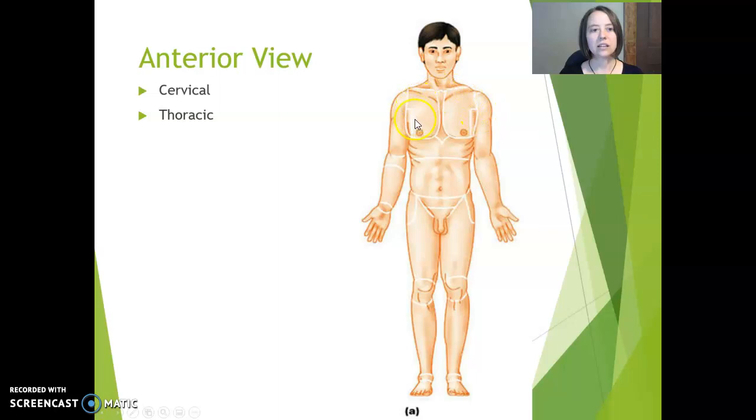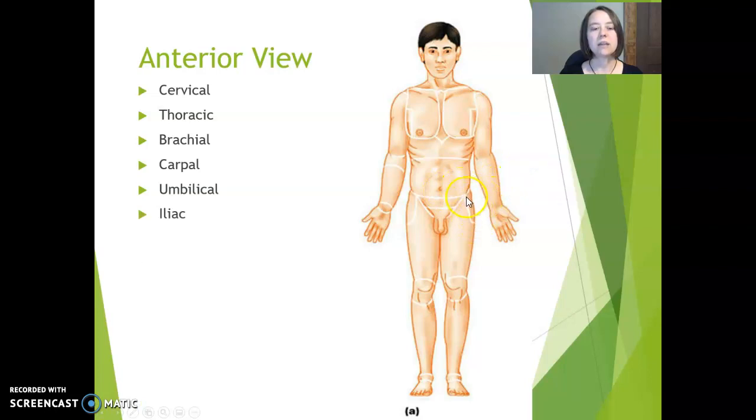Next is thoracic. Label thoracic in the chest region. Then brachial, please label brachial in the arm. And then down here, carpal is the wrist. Umbilical is the navel area.